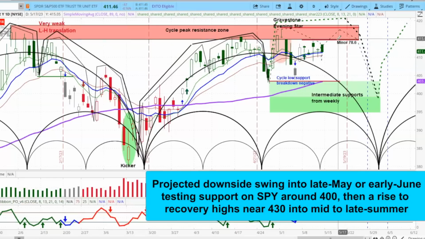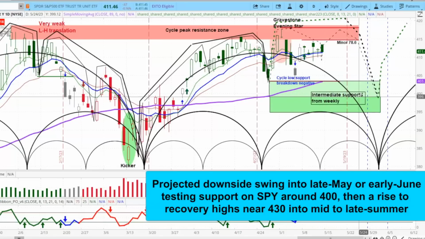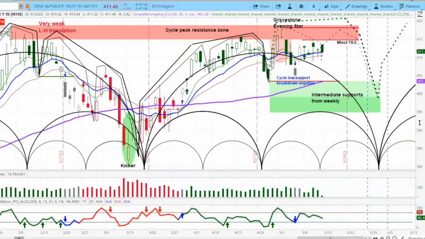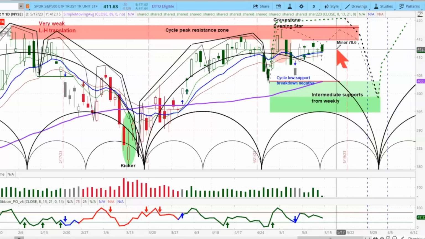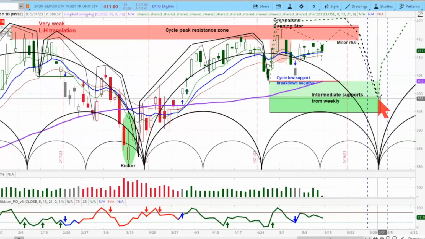So that makes this area into this intermediate support zone that comes off the weekly as a likely buy area. That would mean that if you were, we'll call it a short-term to intermediate swing trader, then we're looking for a downside swing right in there, which is likely to get you somewhere down from like 415 or 420 down to this area of about 400.